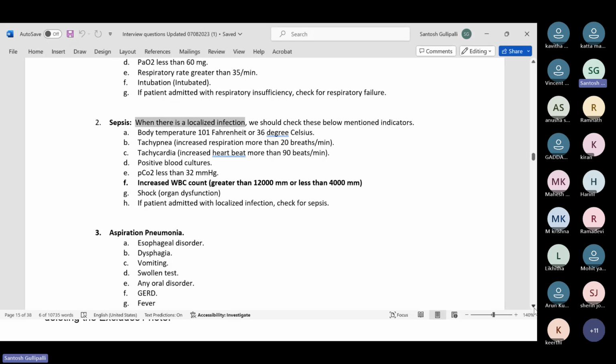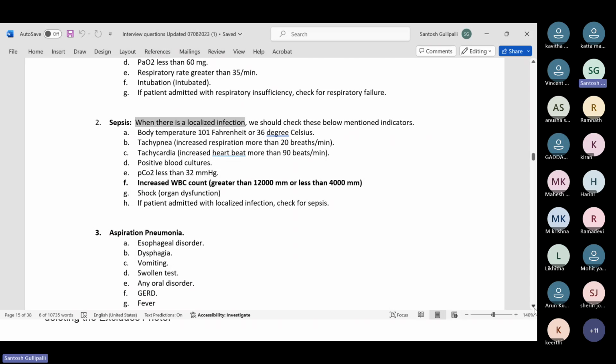Okay, so fever అనేది 101 Fahrenheit or 36 degrees Celsius ఉండాలి. లేదంటే tachypnea. Tachypnea means increased respiration, more than 20 breaths per minute. And tachycardia, increased heartbeat, more than 90 beats per minute. And positive blood culture results, PCO2 value less than 32 mmHg, and leukocytosis, that is increased WBC count, greater than 12,000 mm or less than 4,000 mm, and shock, that is organ dysfunction. So these are the common clinical indicators for sepsis.